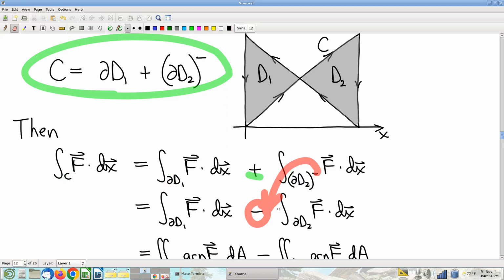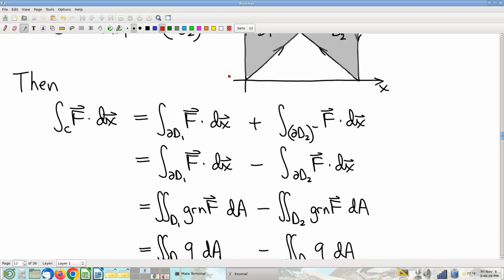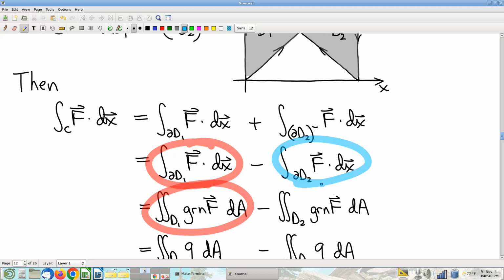And now we're in business, because now we have that right there, which is exactly a boundary line integral. So I can use Green's theorem. And this over here is exactly a boundary line integral, and so there I can use Green's theorem. Is everybody happy?